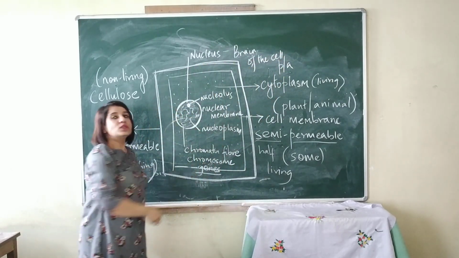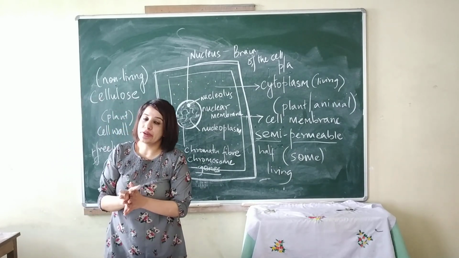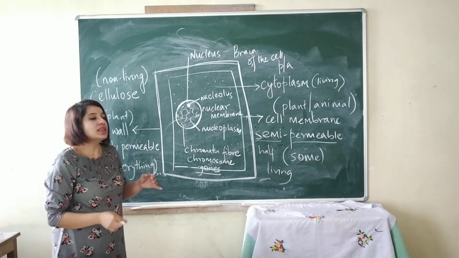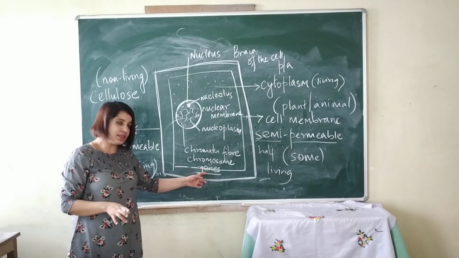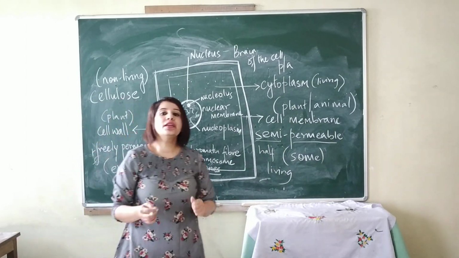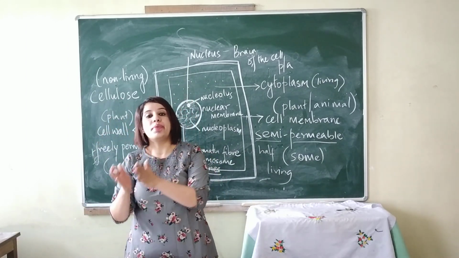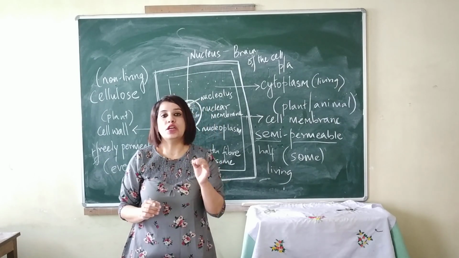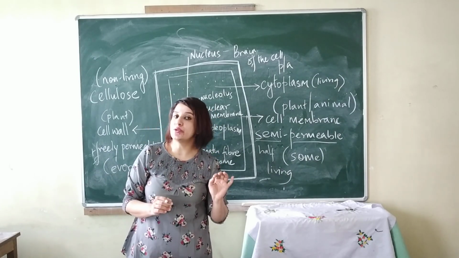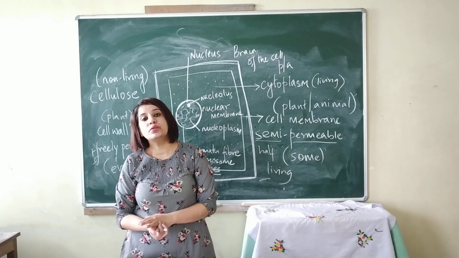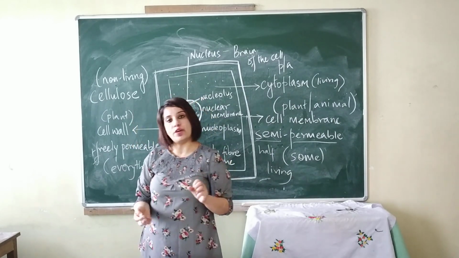It controls the entire cell, and it helps in cell division and in carrying hereditary information from parents to offsprings. Offsprings here means children. In biology, we don't use the word children, we use the word offsprings.